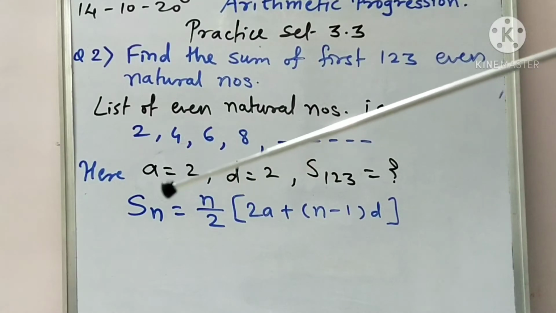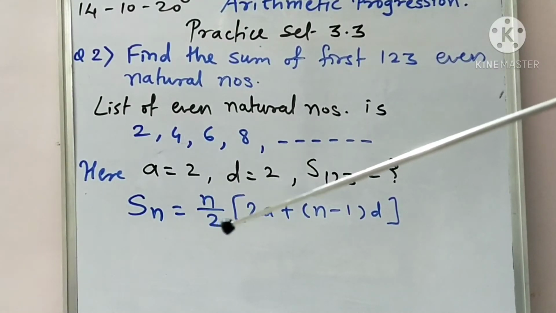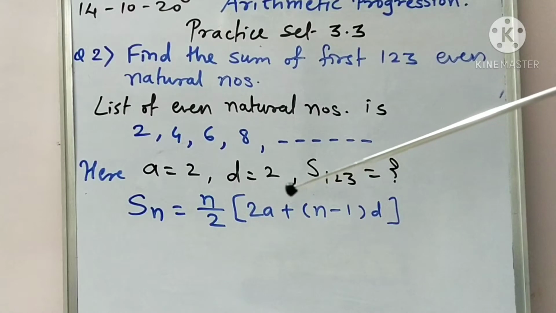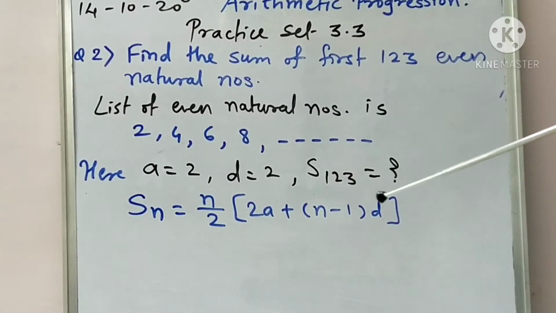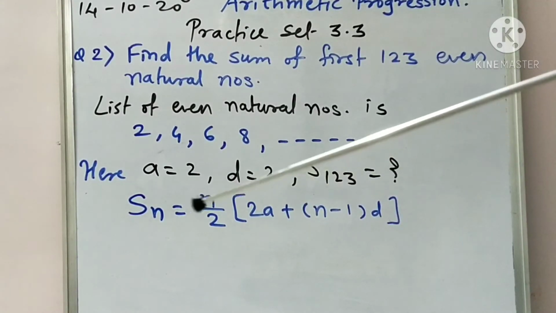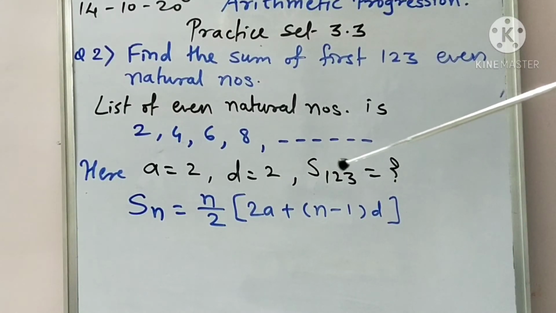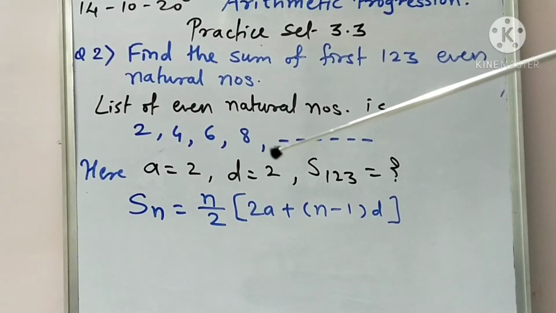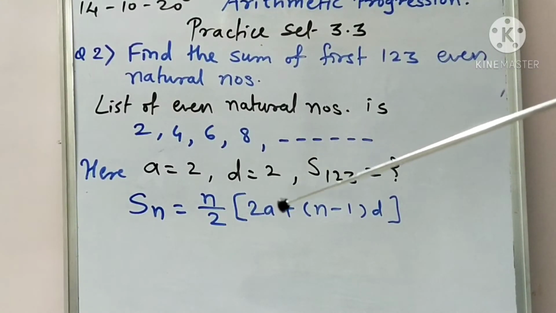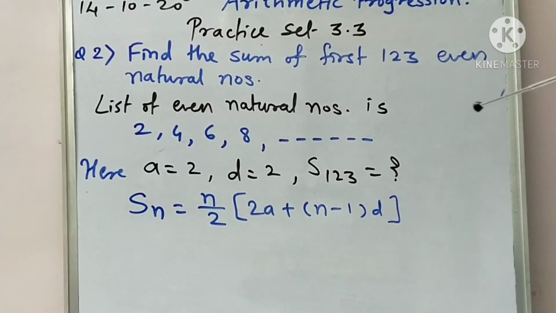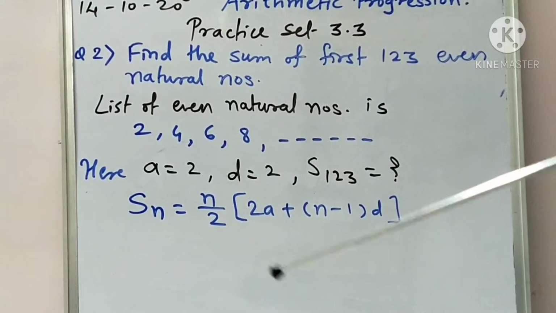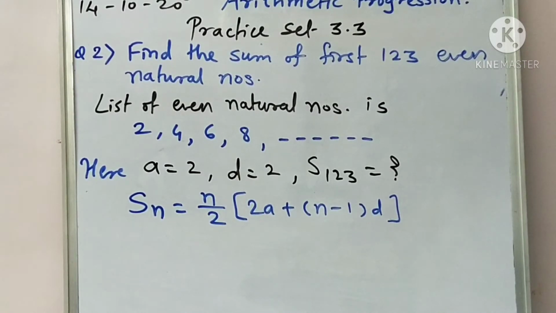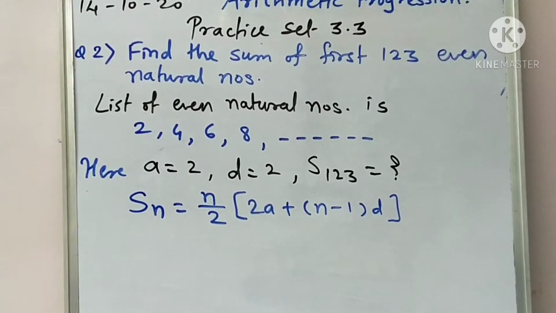So here we write down the formula as Sn equal to n upon 2 in bracket 2a plus n minus 1 into d. Now here we put the value of n as 123, and the values of a and d, as we write down here, are both 2. As we simplify it, we get the sum of the first 123 even natural numbers. So substitute those values over here, students, and simplify this and give me the correct answer.